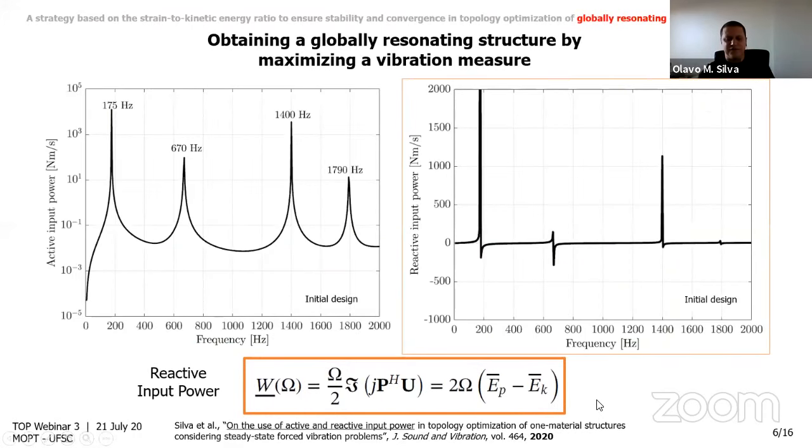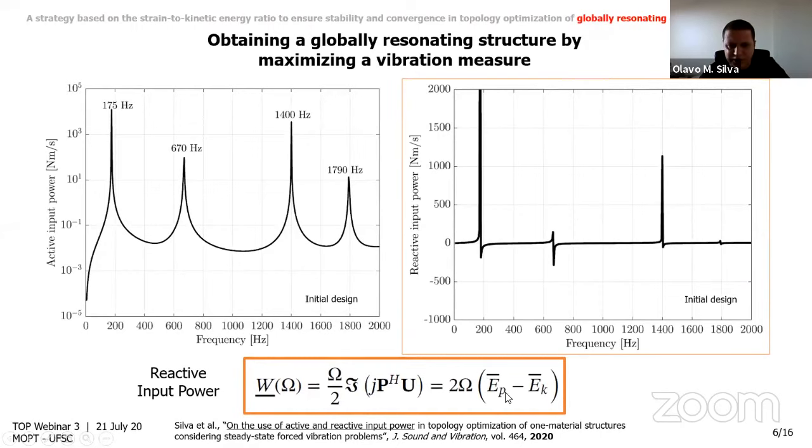Here we have the frequency plots of the active input power and of the reactive input power for the initial design. We can see that, different from the active input power, the reactive input power has positive and negative values, resonances and anti-resonances, bringing difficulties to the optimization processes.